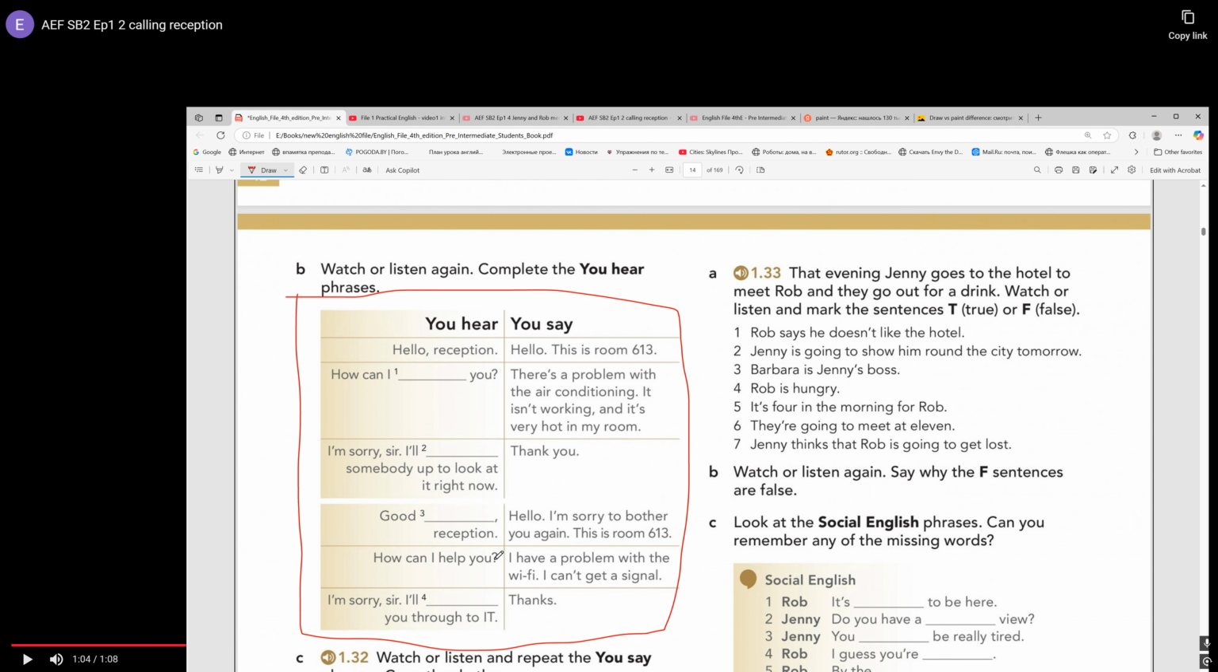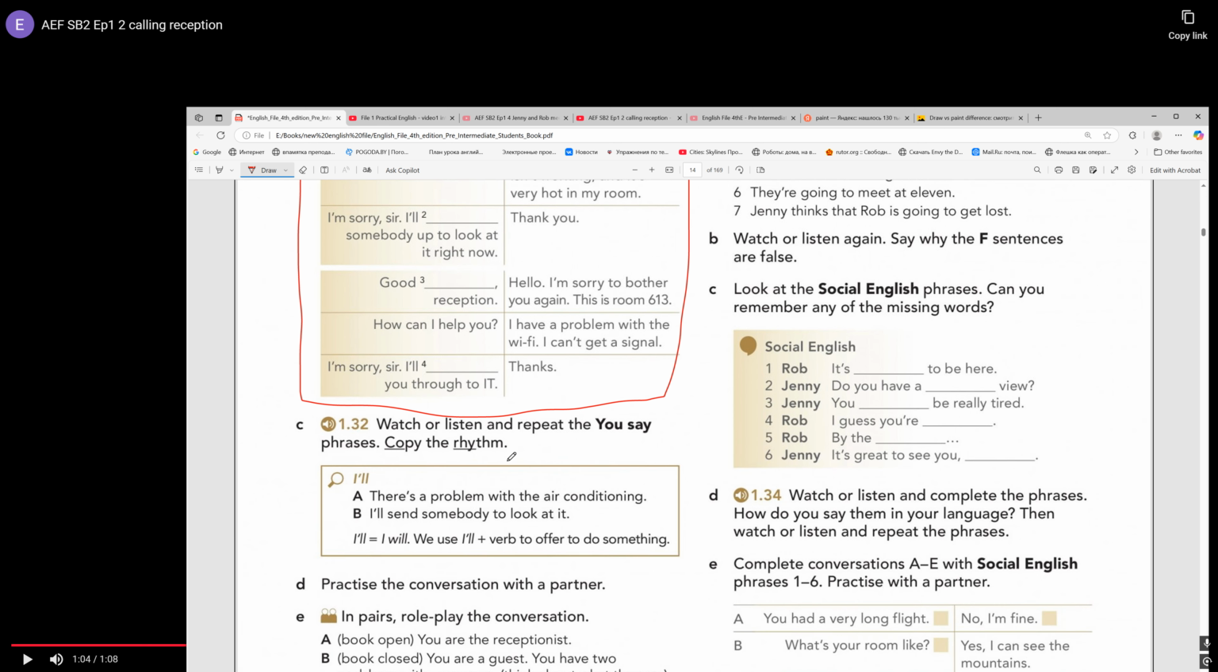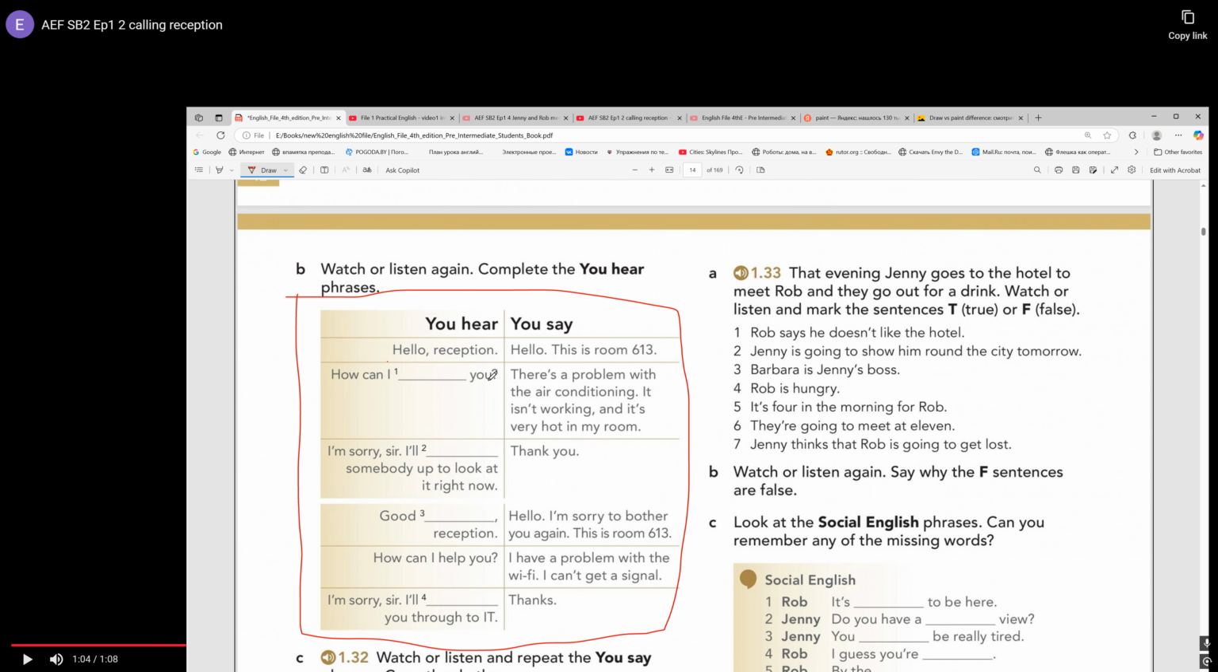Okay, then. Do you remember? Number 1. What is number 1? How can I assist? So it's a similar word to... You may read the dialogue and choose the right words. Okay.